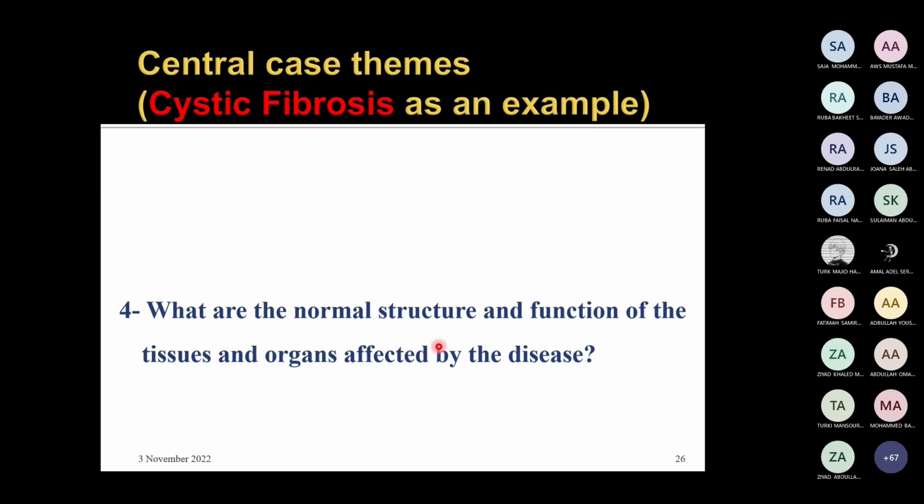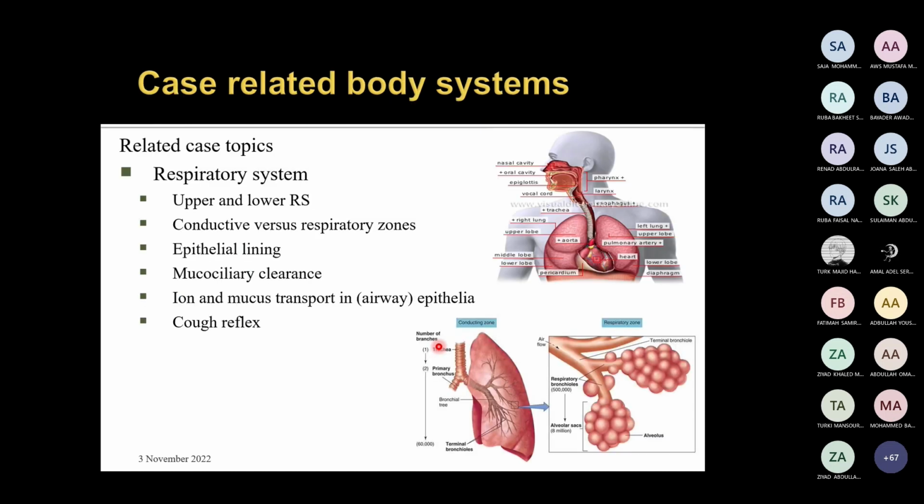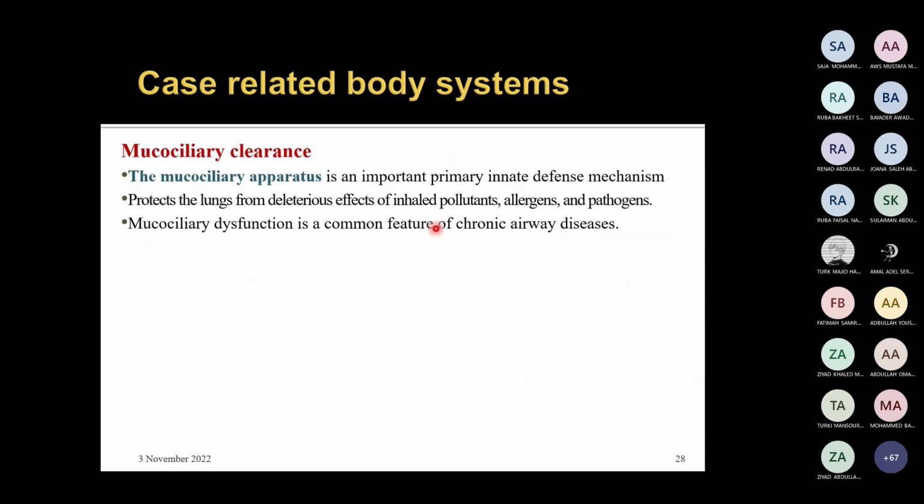Now, what is the normal structure and function of the tissues and organs affected by the disease? I will not go through this, but this is a reminder for you that this week involves that you have to study the respiratory system anatomy, cytology. You have to study all the physiological issues like cough reflex, transport across the epithelium, mucociliary clearance, which I will discuss in detail in the next few slides, epithelial lining, conducting versus respiratory zones, upper and lower respiratory.